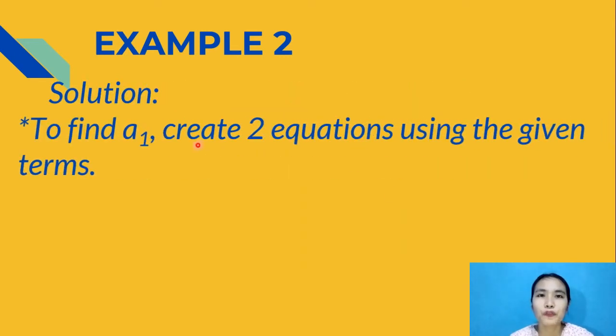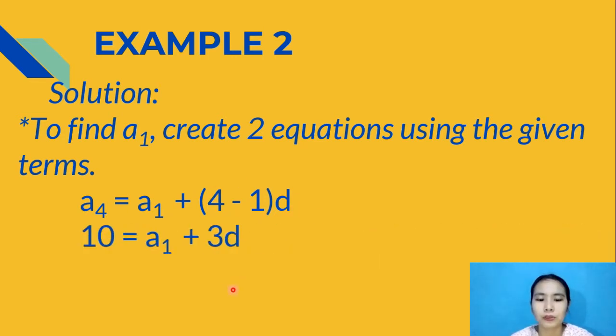First, we need to find the first term, or a sub 1. We need to create two equations using the given terms. So we have first a sub 4 equals a sub 1 plus n minus 1 times d, where n refers to 4, minus 1 times d. Simplifying this, 4 minus 1 is equal to 3d. And in our given, a sub 4 is equal to 10. Therefore, the first equation is 10 equals a sub 1 plus 3d.